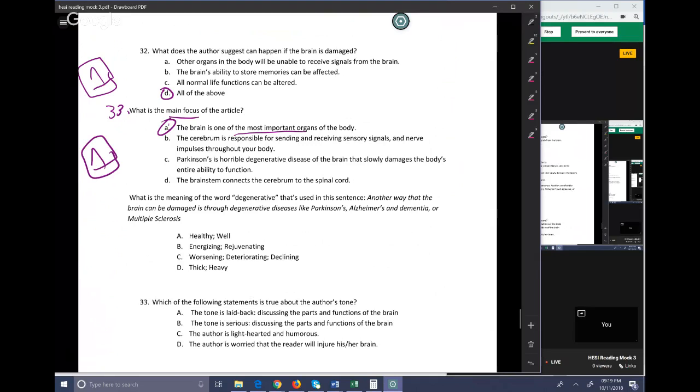This was about the brain, what it is, how it works, the parts of it, and the fact it could be easily damaged. That said, B, C, and D all mention something that is a specific part of the grand detail as opposed to being the whole entire thing.